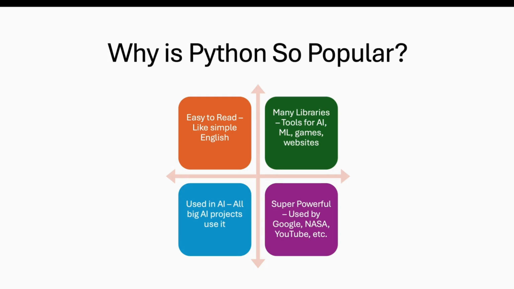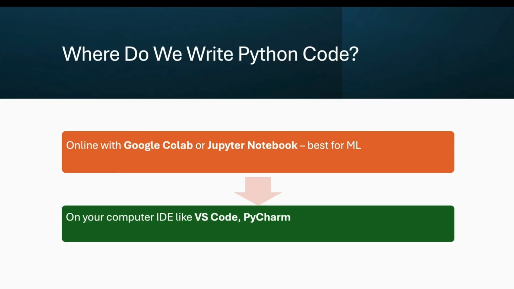So the next thing that comes to your mind: where do we write Python code? The first option is to write your code in an IDE like VS Code or PyCharm, where you can install Python and then start building your code from scratch. For that you need your laptop, and you have to install all these things and set up your environment for Python, and then you can write your code there.